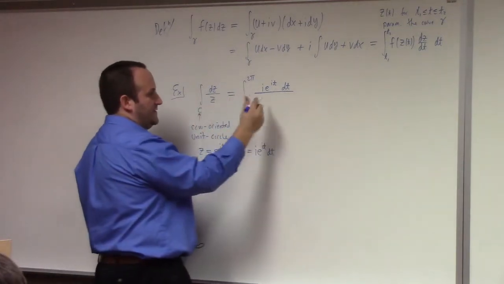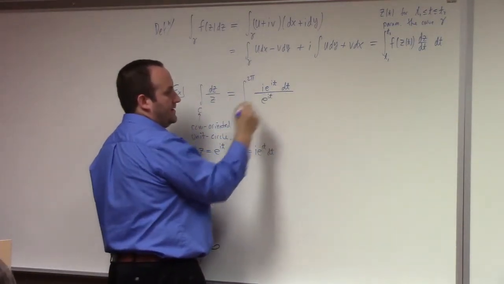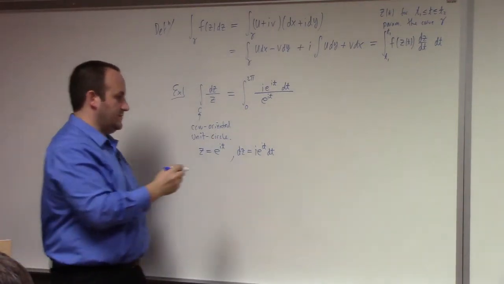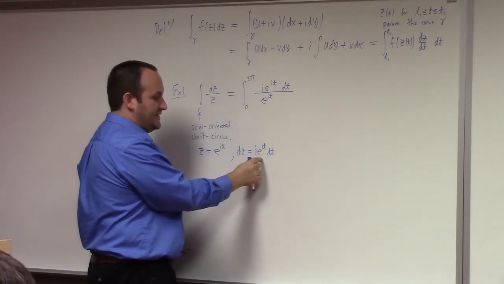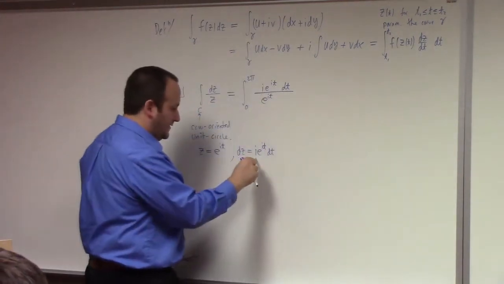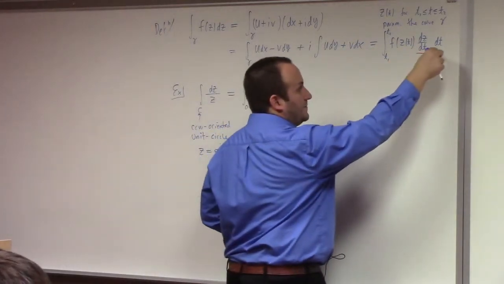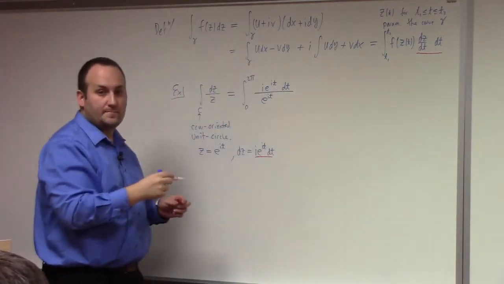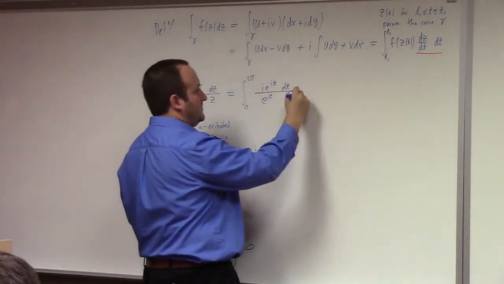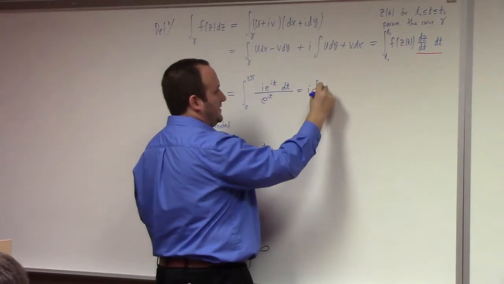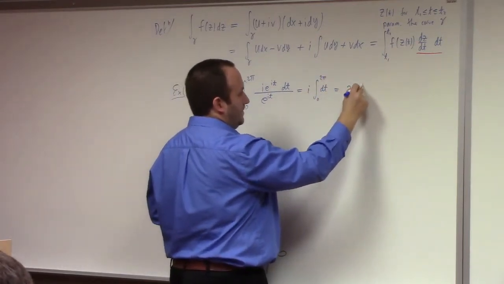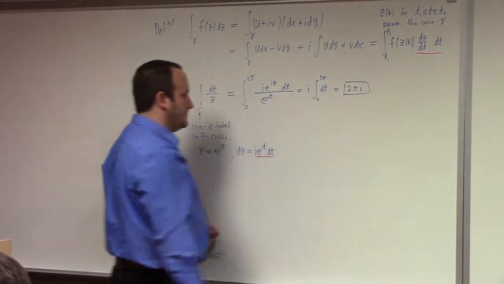And then z is e to the it. So this is actually dz dt times dt, and this right here is indeed that term. Then those cancel, and you get i times the integral of dt from 0 to 2 pi. What do we get? 2 pi i.